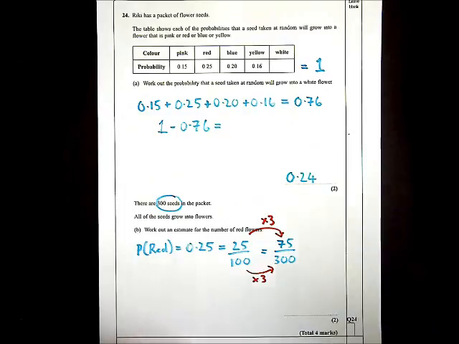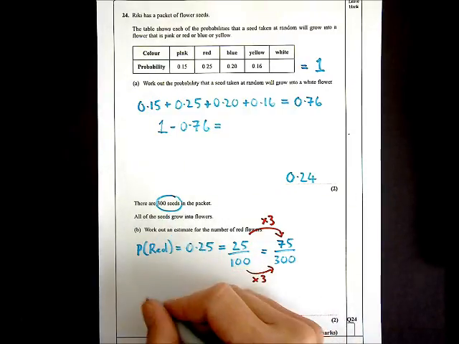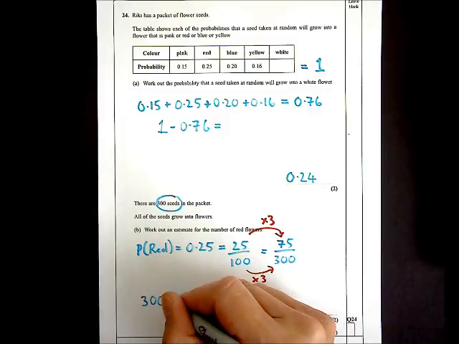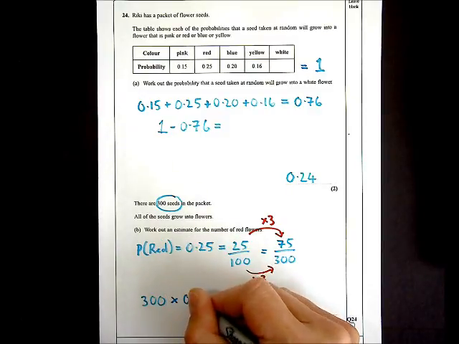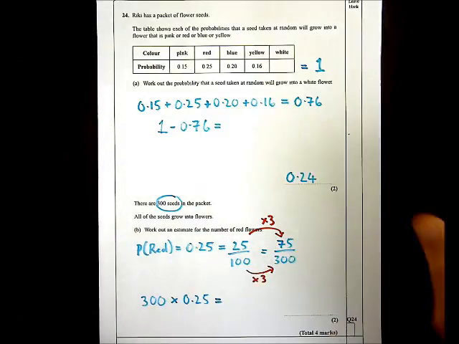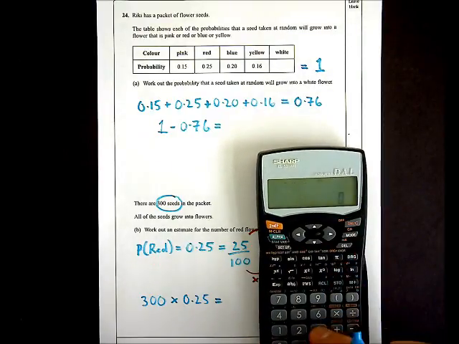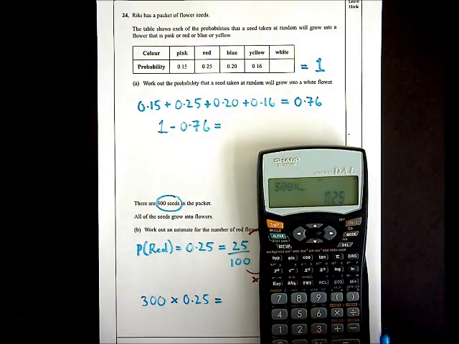The other approach, somewhat more simple, is to take the 300 seeds and multiply the probability 0.25. And again, if I did that on my calculator, I'm going to get my answer of 300 times 0.25, which is 75.